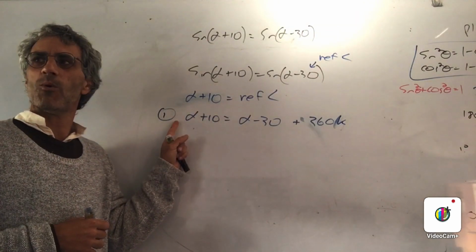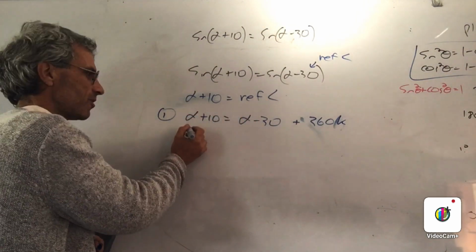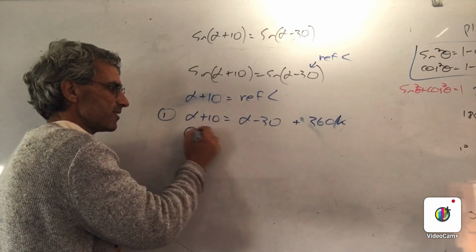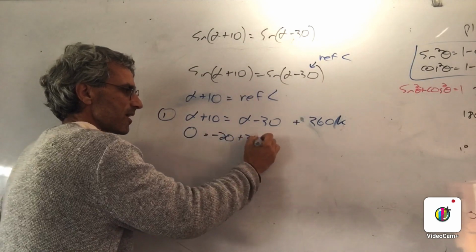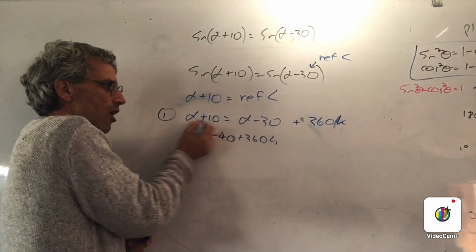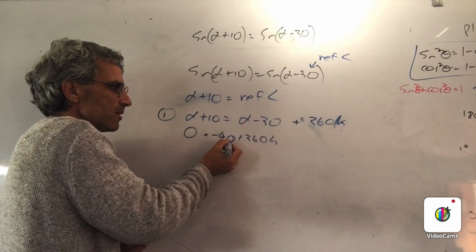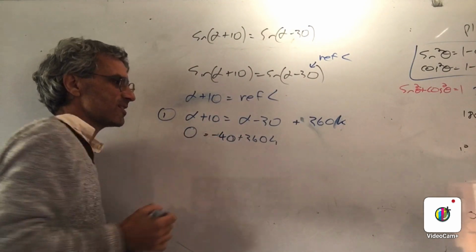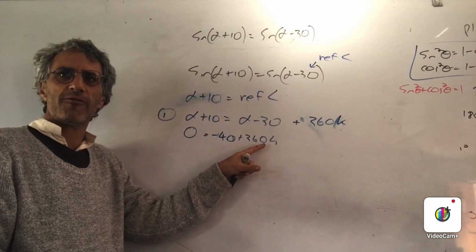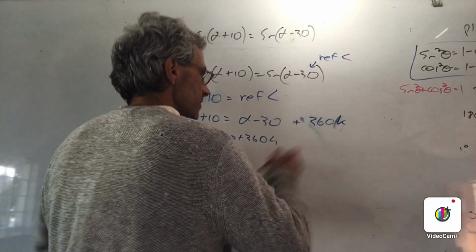Take alpha to the other side. But what will happen then? If I do minus alpha, I'm going to have 0. And then I move the 10 to the other side, so I'm going to have 0 equal minus 40 plus 360k. I moved the alpha to this side, it killed it. Move the 10 to this side. Can minus 40 plus 360k ever be equal to 0? Never, because this is plus 360, plus 720, minus 360. It's never going to be right. In other words, there's no solution here.